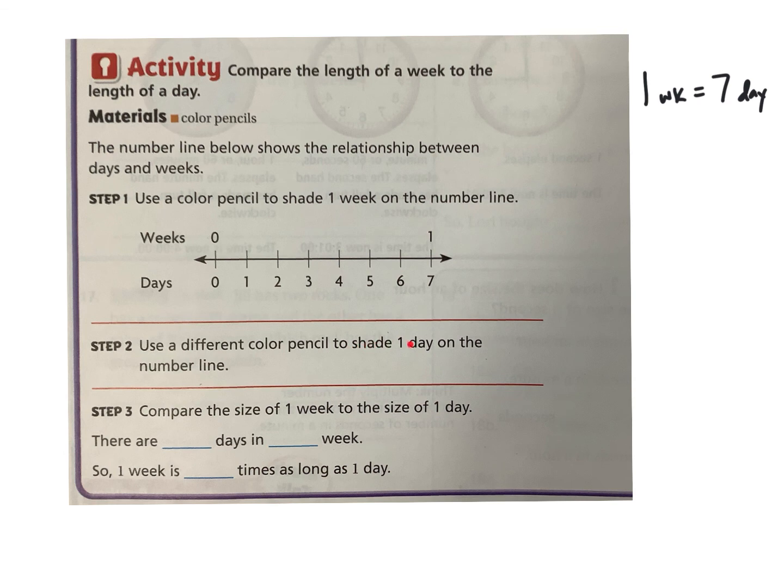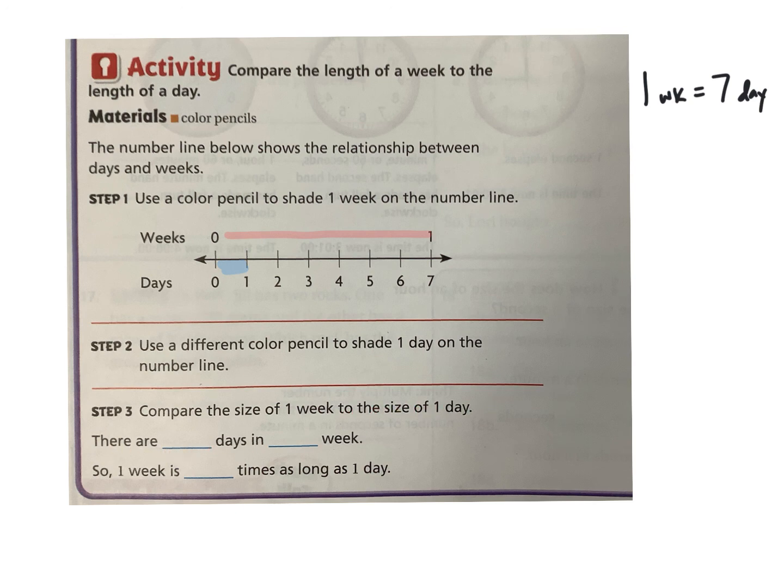Use a different color pencil to shade 1 day on the number line. Okay, we'll go red to do 1 day. Oops, that's 1 week. Oh, no, you were right. 1 week. And then use a different color to do 1 day on the number line. So we were doing 1 week here and a different color for 1 day here. And there we go. Compare the size of 1 week to the size of 1 day.